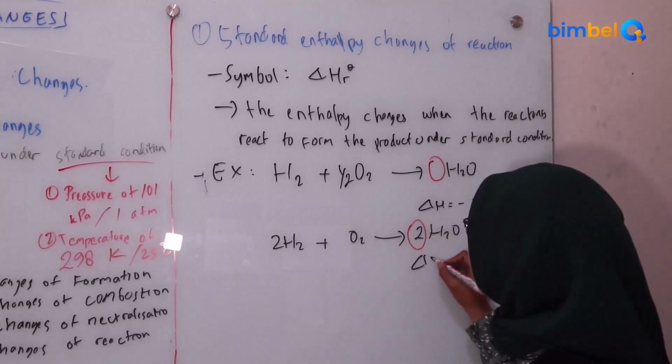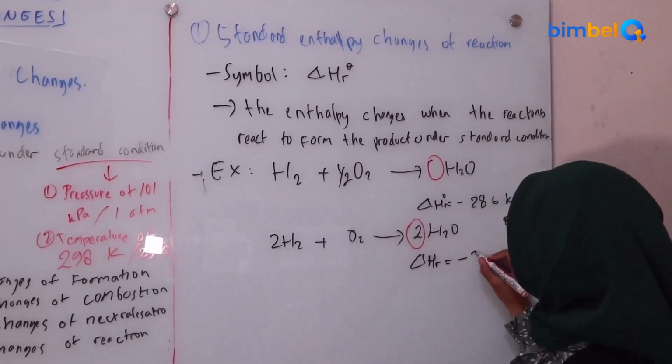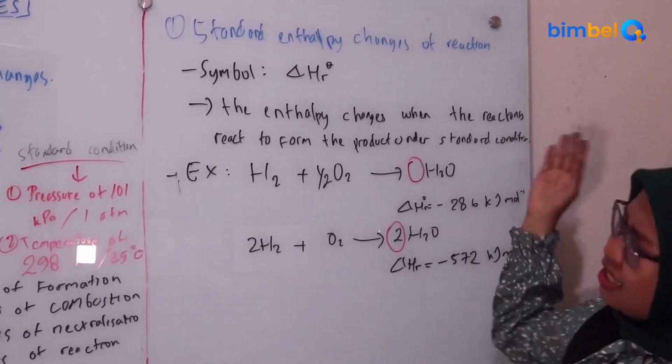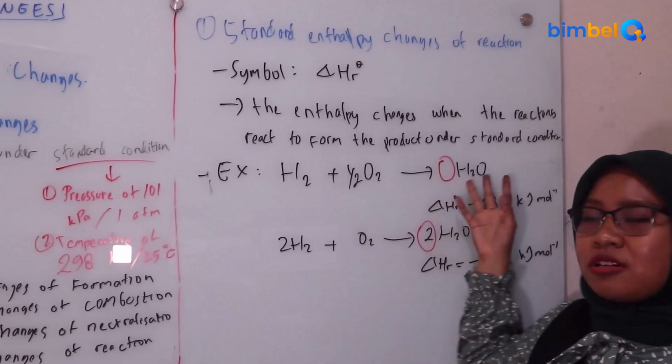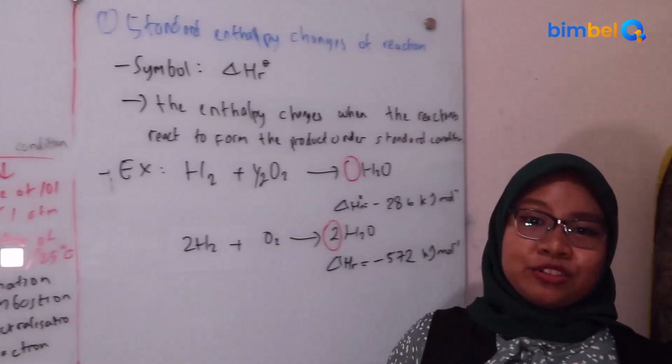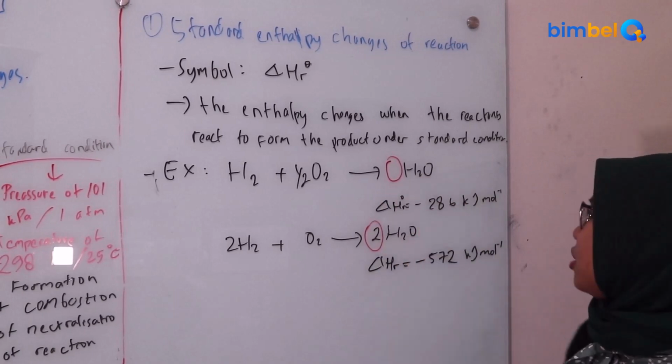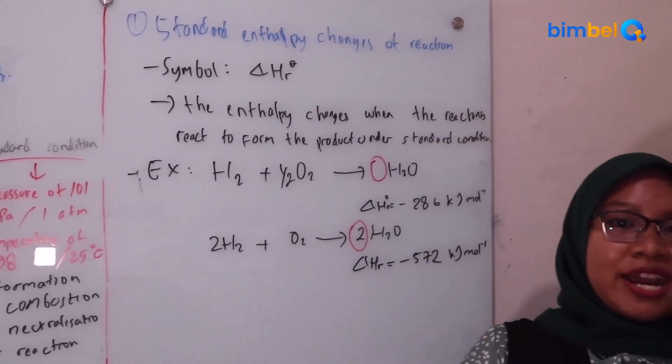So the delta H of reaction equals 572 kilojoules per mole. If we get a half mole of water, then the enthalpy is divided by 2. So it depends on the moles of the product we obtain. That's the standard enthalpy change of reaction.